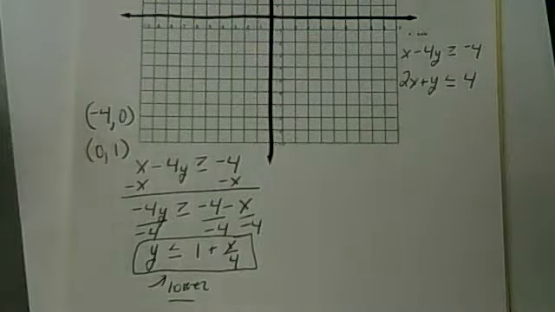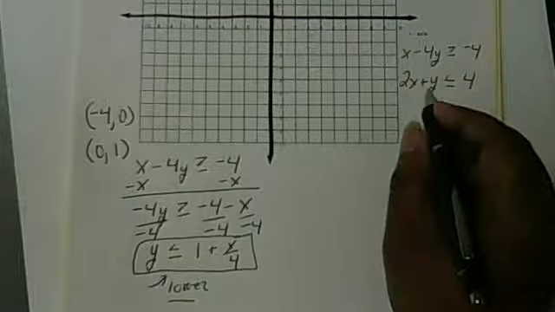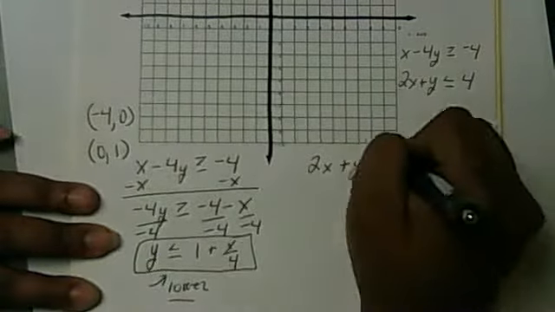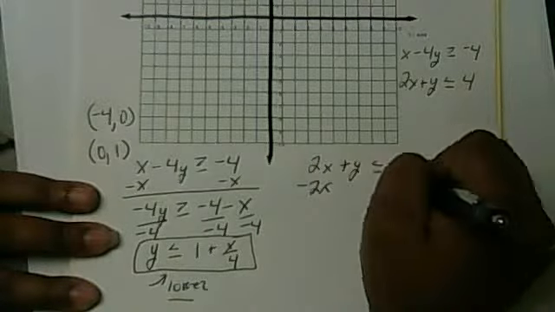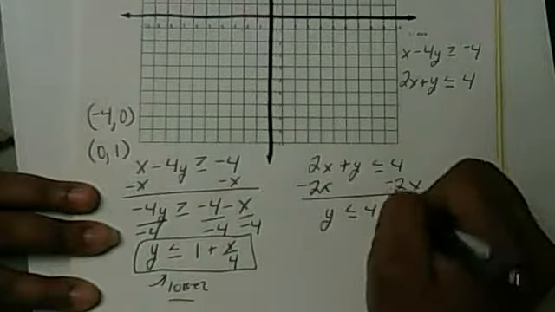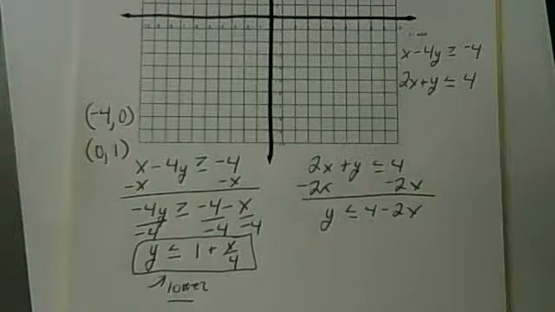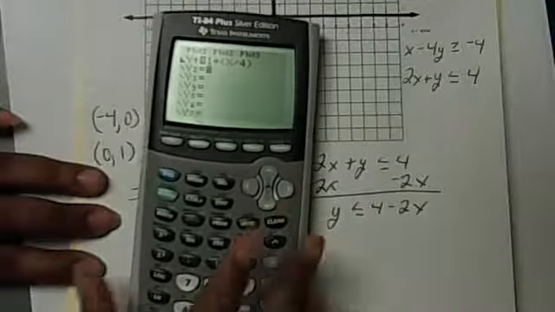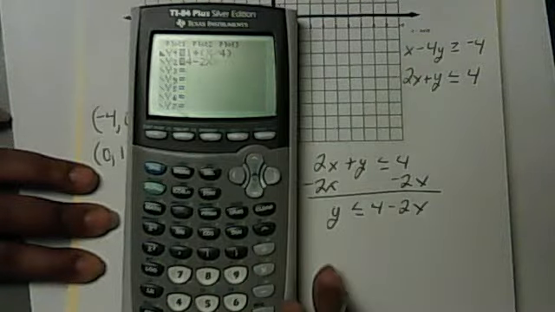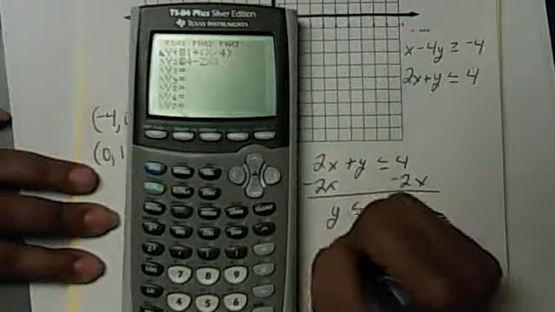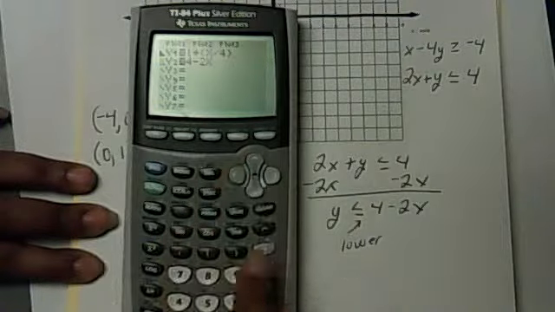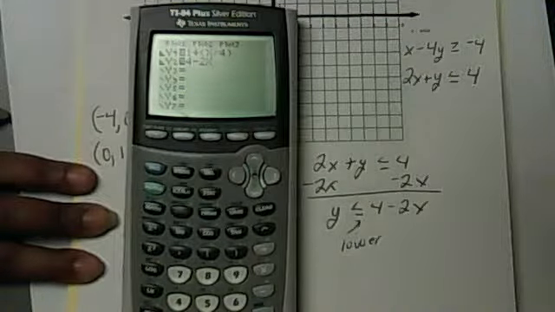Now we're going to work on our second one, which is 2x plus y is less than or equal to 4. All I have to do for this one is subtract 2x to move that over. I have y is less than or equal to 4 minus 2x. I'm going to put that into my calculator, my 4 minus 2x in my second row. I'm also going to see here that this is lower, right? Less than, lower. So I'm going to go in front of that and hit enter till I get my lower.